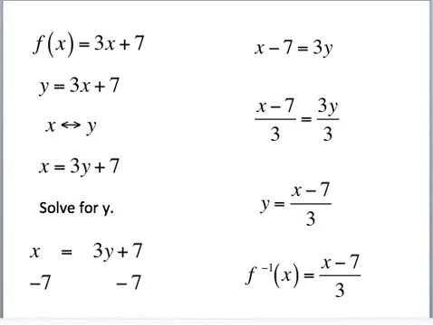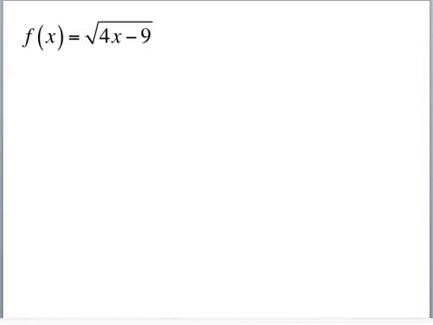Now just a quick note, not every function has an inverse. A function has to be one-to-one, which means if you would draw the graph, it would have to pass the horizontal line test. Y equals 3x plus 7 is a line with a slope of 3, so of course any horizontal line will only cut it in one point. So just something to keep in mind as we're looking at these various inverse functions.